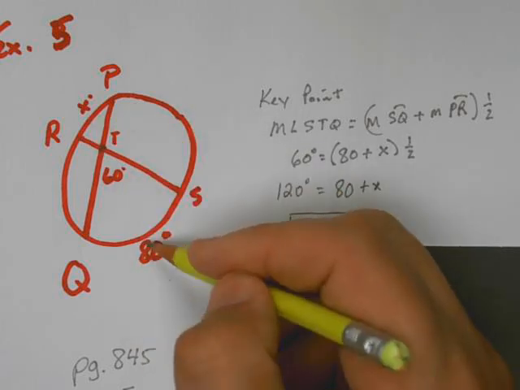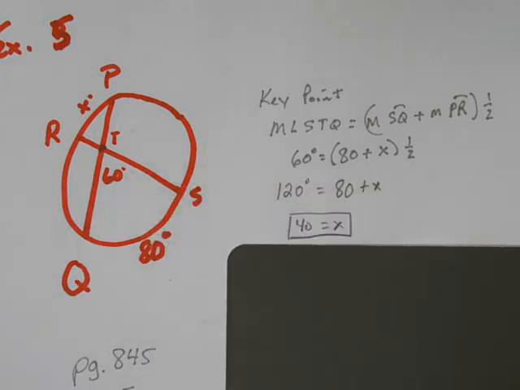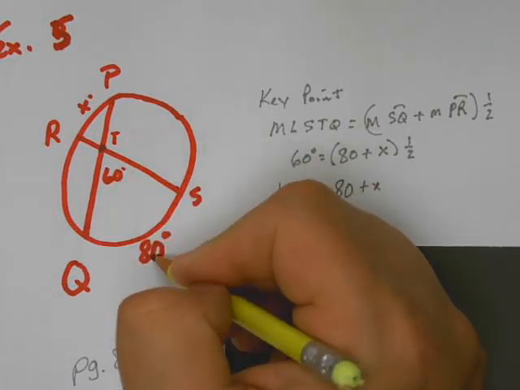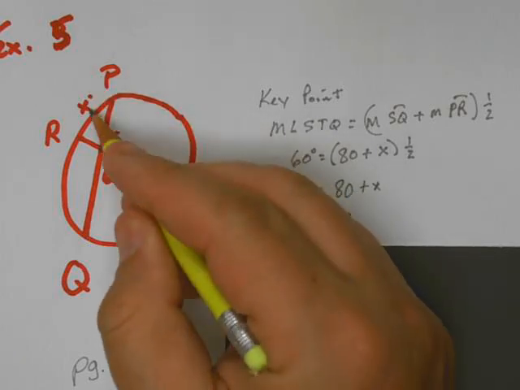Add the arcs, divide by 2. What's 60 times 2? 120. What's 120 minus 80? 40.